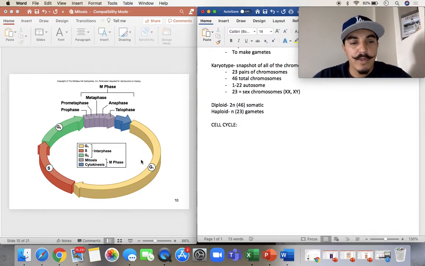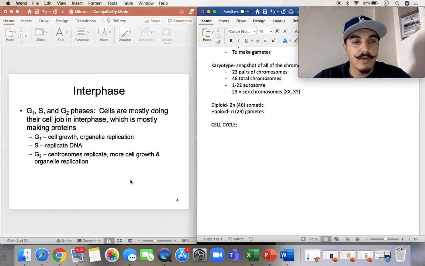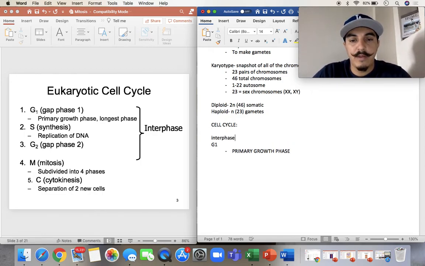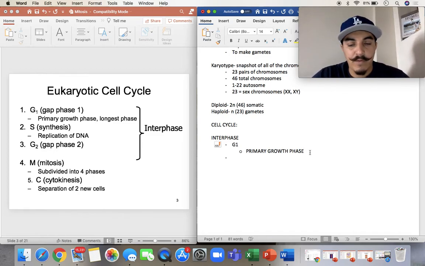We're going to talk first about interphase, a couple of steps in here, and then we'll get into mitosis and cytokinesis. You already saw what's going on. So we have G1. G is just for gap, gap 1. It's the primary growth phase. Interphase is composed of G1, which is the primary growth phase.